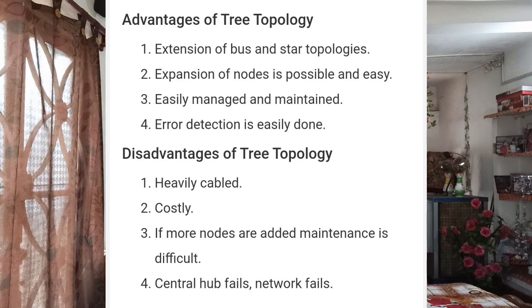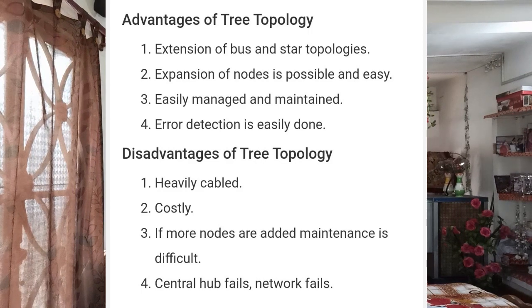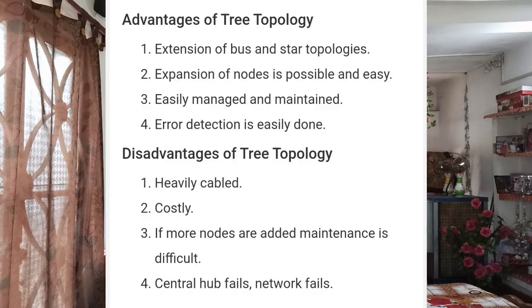एंड द लास्ट डिसएडवांटेज इज इफ द सेंट्रल हब फेल्स नेटवर्क फेल्स. कहने का मतलब अगर रूट नोड हमारा जो है ऊपर का टॉप अगर वो फेल कर गया तो जितना होल नेटवर्क में जितने भी कंप्यूटर कनेक्टेड है, चाइल्ड और उसके सब चाइल्ड सारे कंप्यूटर क्या हो जाएंगे, स्टॉप्ड वर्किंग हो जाएंगे. दे बिकम फेल्स टू वर्क.